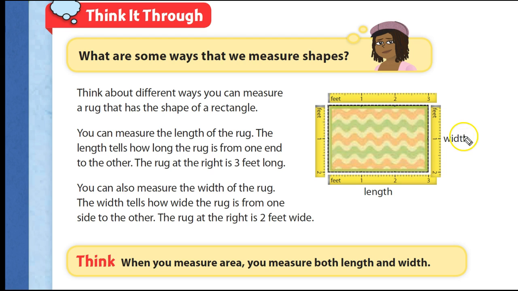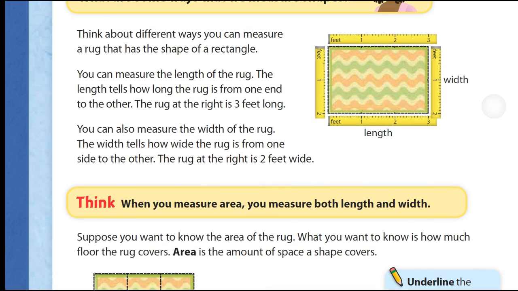Easiest way to figure that out: just think about different ways you can measure a rug that has the shape of a rectangle. You can measure the length of the rug. The length tells how long the rug is from one end to the other. The rug at the right is 3 feet long.